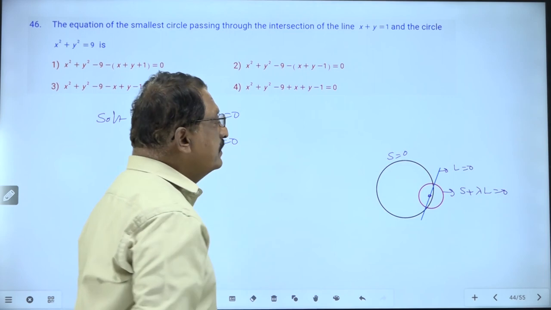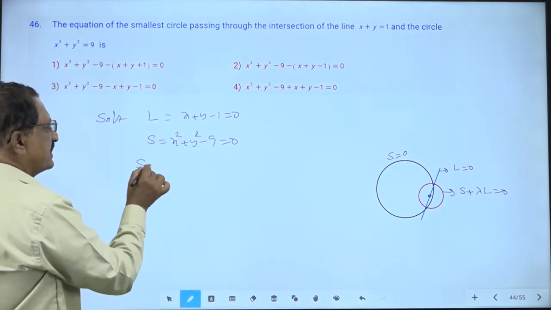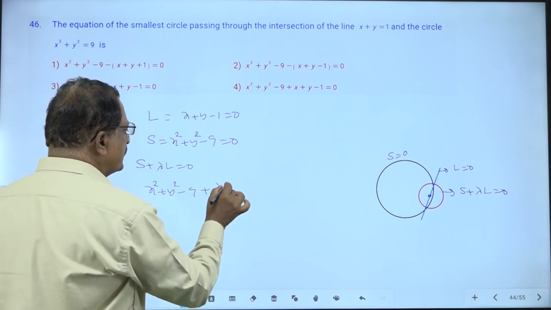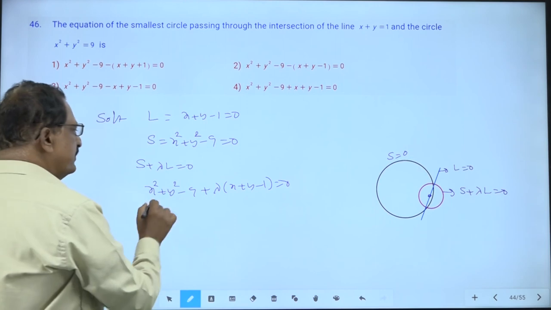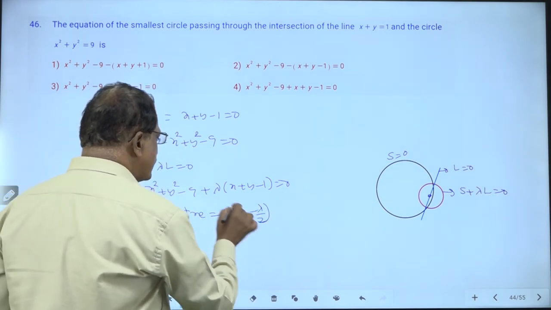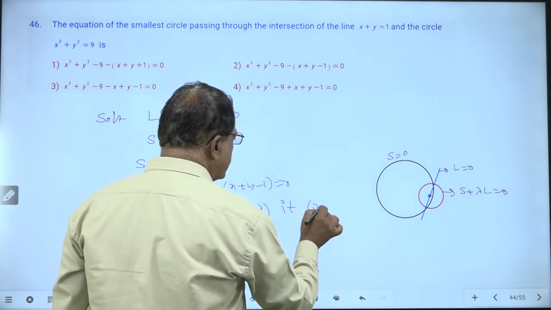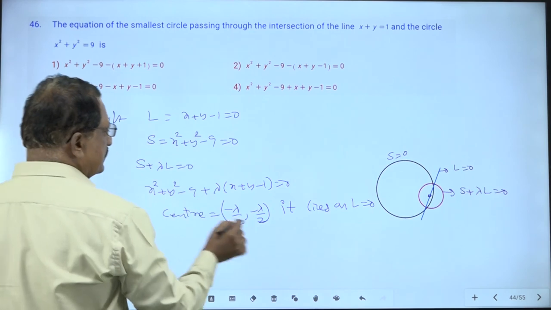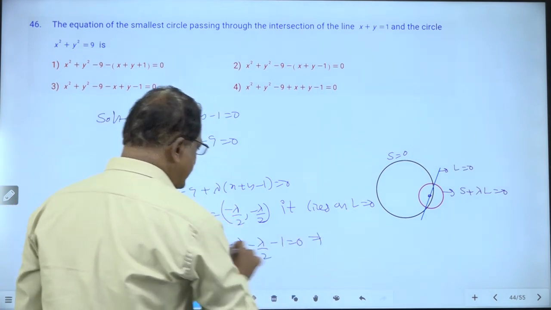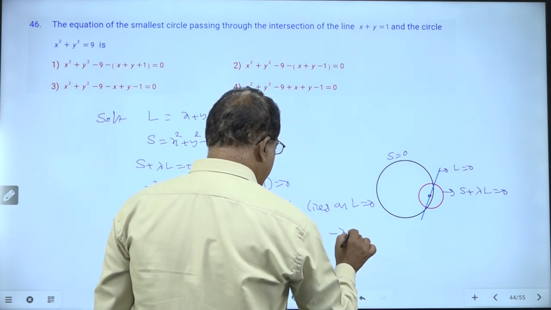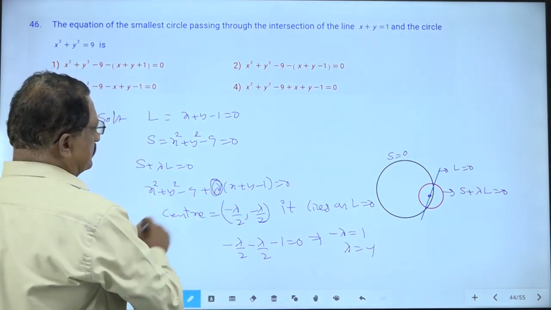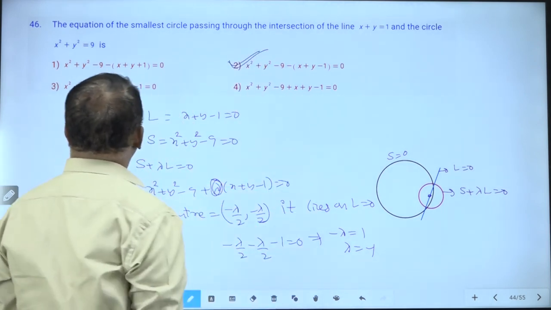Therefore, the center of S plus lambda L must lie on the line. Now, the required equation of the circle is S plus lambda L equals 0, that is x square plus y square minus 9 plus lambda of x plus y minus 1 equals 0. Its center is minus lambda by 2 comma minus lambda by 2. It lies on L equals 0. Substitute the center: minus lambda by 2 minus lambda by 2 minus 1 equals 0. Now take LCM, minus lambda equals 1, or lambda equals minus 1. Substitute at this place. Now the required answer is the second option.